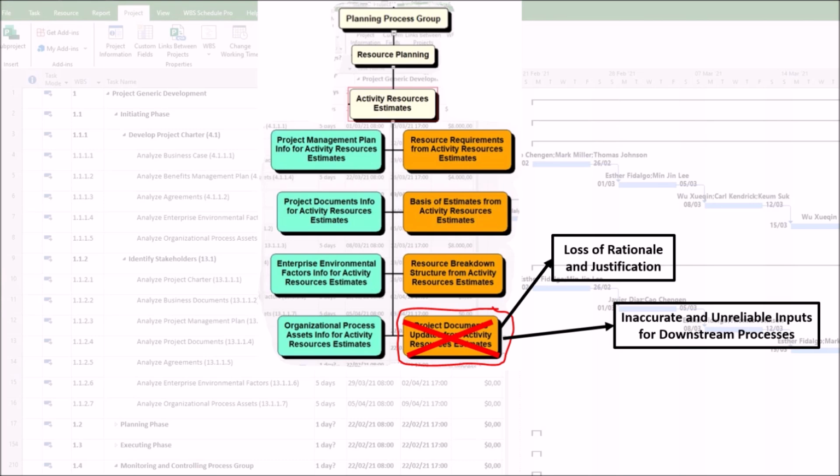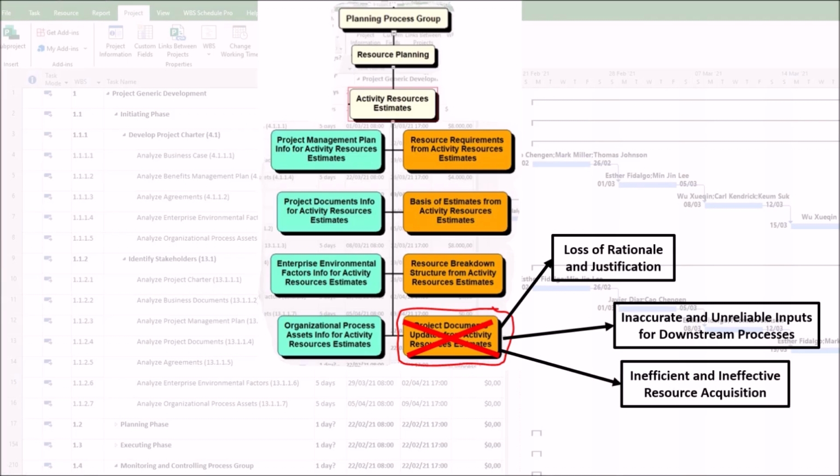Second consequence, the project schedule will be unrealistic. If resource availability and constraints, such as the electrician is only available half-time, aren't documented in the calendars, the scheduler will create an impossible plan that assumes all resources are available 100% of the time, guaranteeing delays. Third consequence, procurement will be delayed. If the need for contracted labor isn't clearly documented, the procurement process starts late, causing a direct schedule slip.